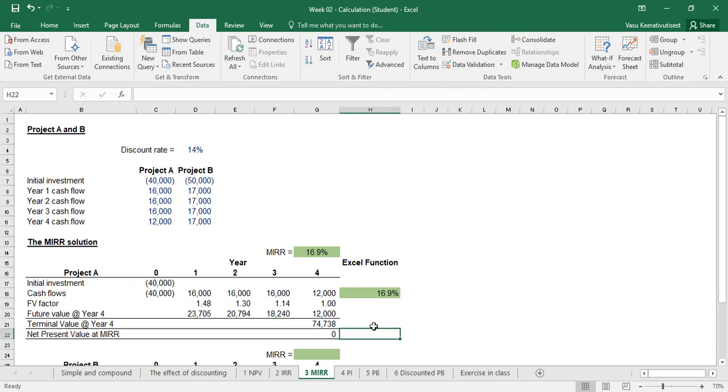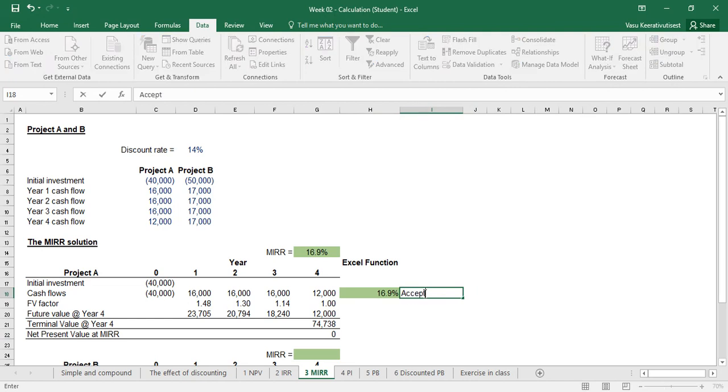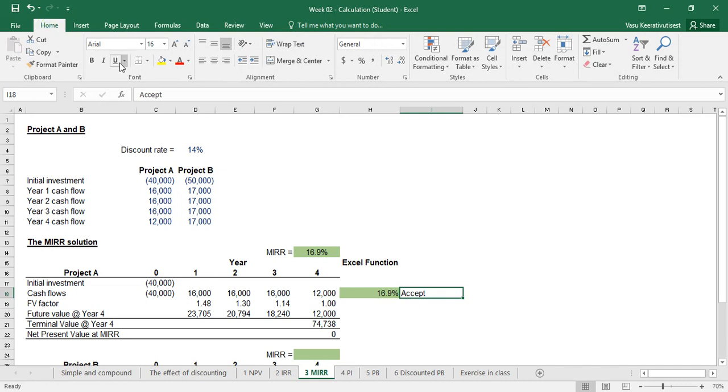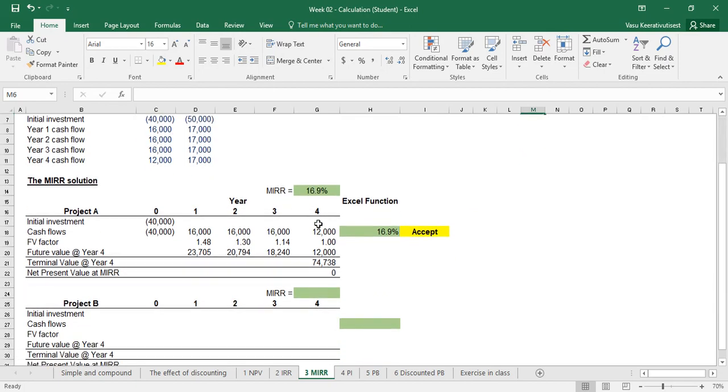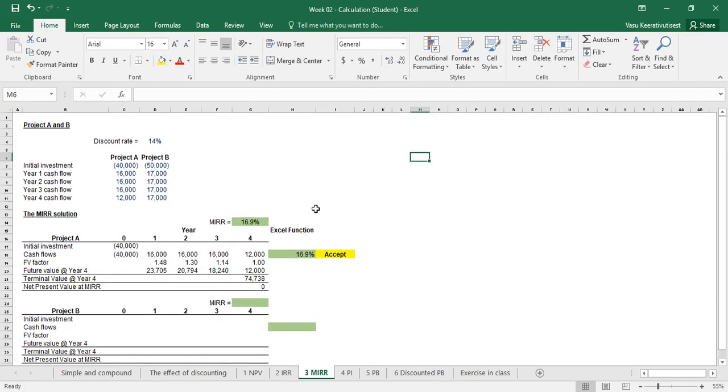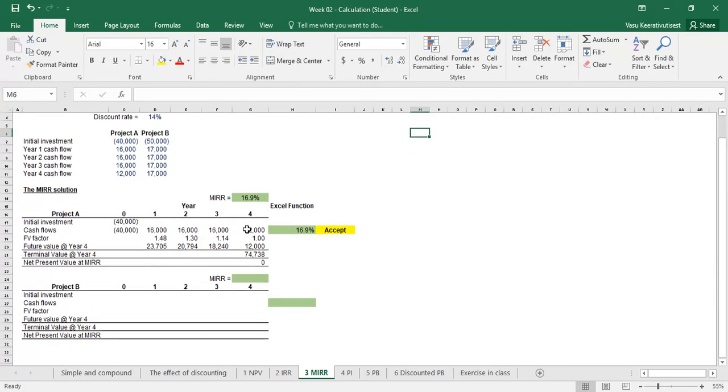So if MIRR is more than K, it means that you accept this project. Whichever method you use, if you calculate it correctly, they will lead you to a similar result. So from now on, I will do this for project B. You do the same thing.